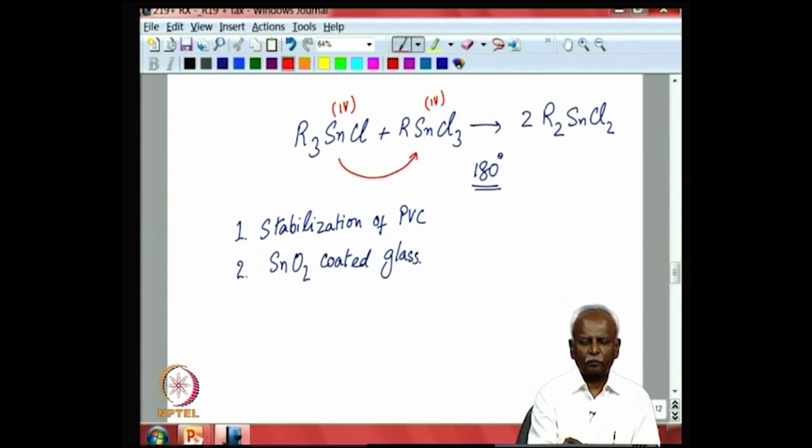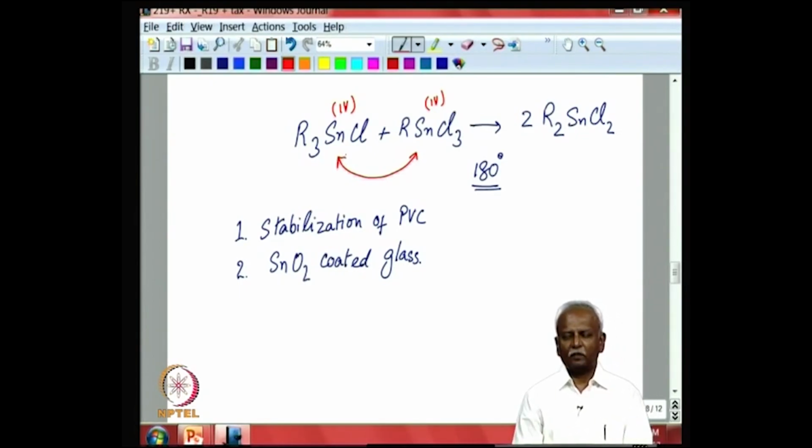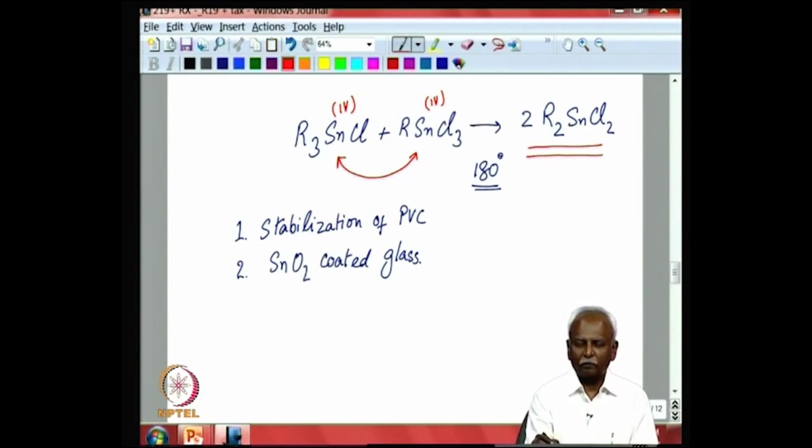That tells you that because you are not having a thermodynamic difference in the R-Sn bond, this must be due to the fact that you are forming a set of compounds which are all almost isoenergetic, and probably the equilibrium is entropy driven. It is possible to carry out this reaction at very good yields and at high temperature.